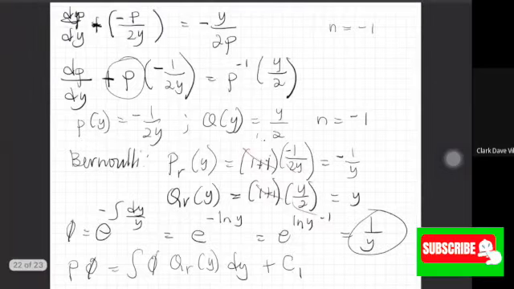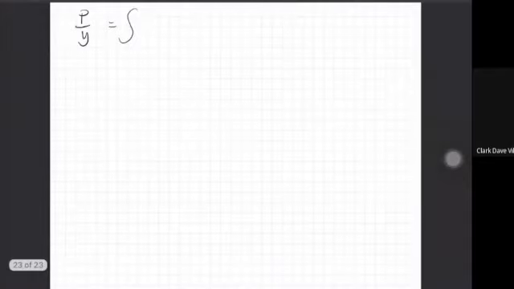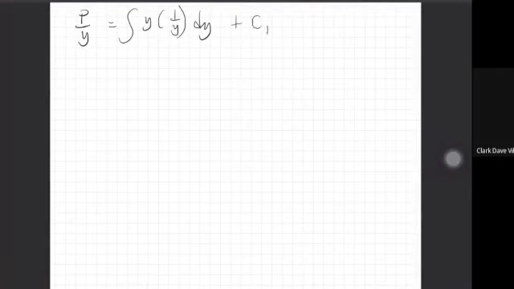And so the next line should be p over y equated to our q of y, which is y. This one. And our integrating factor is 1 over y, so this will cancel out. We have the integral of y times 1 over y dy plus c sub 1. I find Bernoulli easier and shorter rather than solving for homogeneous. So we have y, because this will cancel, and then plus c sub 1.